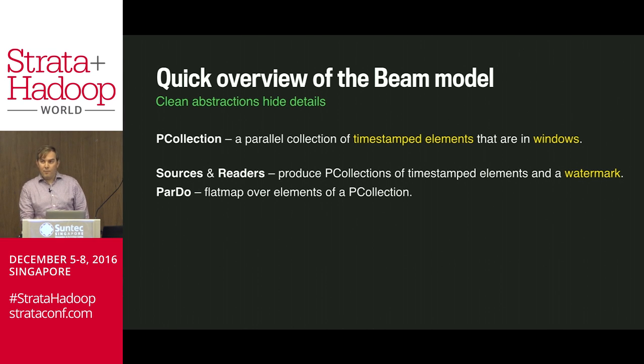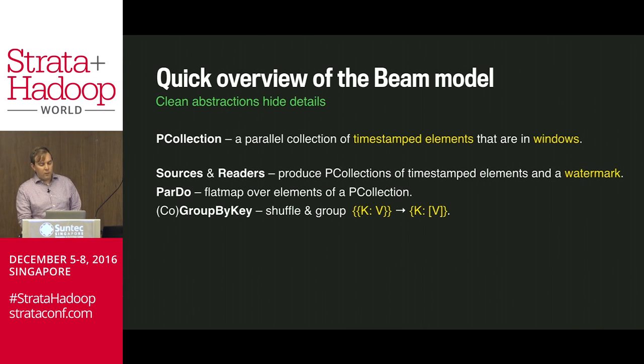Now, again, if you're familiar with MapReduce, we have an operation called ParDo, which is parallel do to the elements of these parallel collections. It's basically a flat map. And we have GroupByKey and CoGroupByKey, which do what you expect.